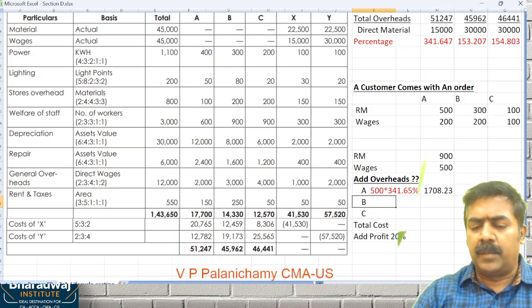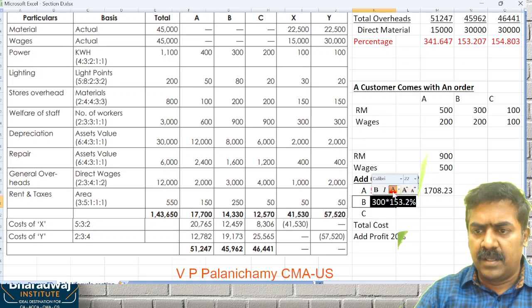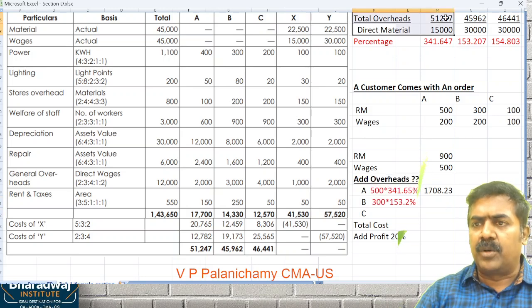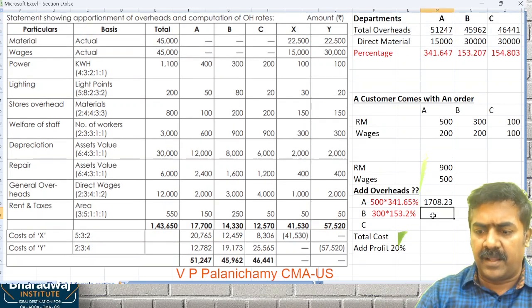Department B, how much of material consumed? 300 into 153.2%. Because if you look at the material to overheads proportion, this is the proportion. So we'll charge the customer like that. So we consumed 300 of material into 153.2 like that.